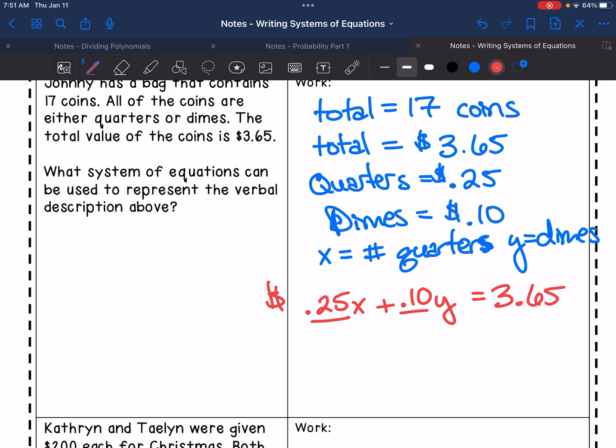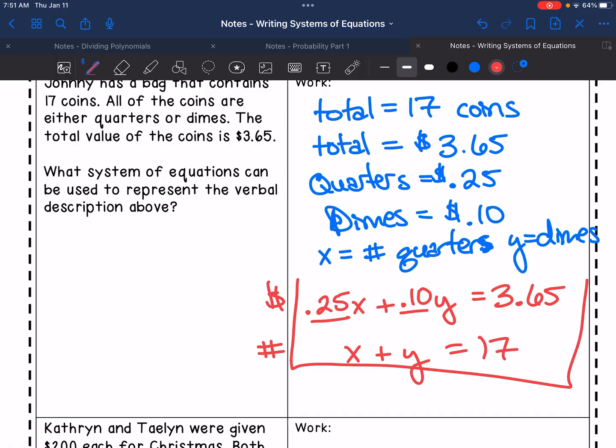Now I need an equation based off of how many I have. So it's not taking into factor how much they're worth, it's just how many coins there are. For the coins, I'm going to take my quarters and my dimes and add them together. So if I have 5 dimes and 5 quarters, I add those together, and that gives me my total number of coins, which we said was 17. And so that gives me my two equations. So remember, if you're talking about costs or coins, you want to have an equation that uses how much it's worth, and then also have an equation just talking about how many you have.